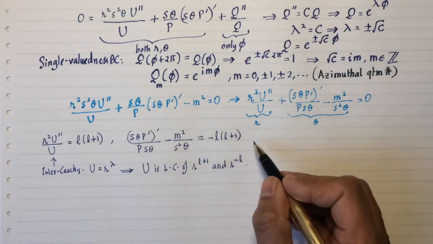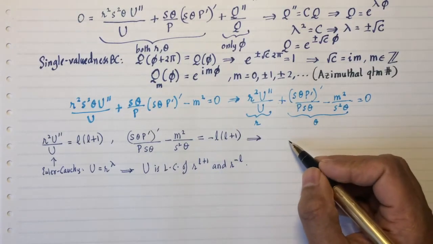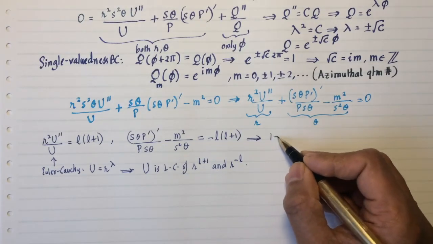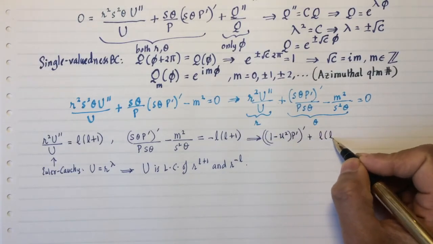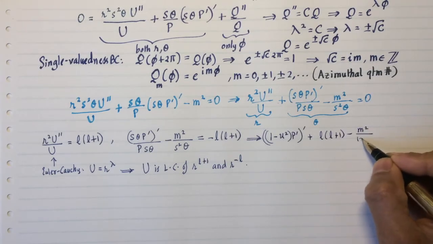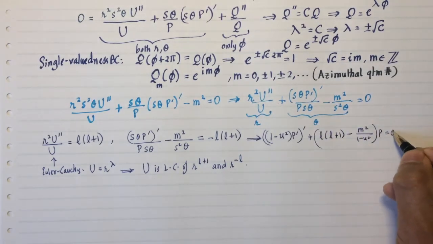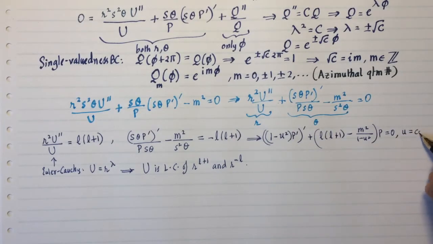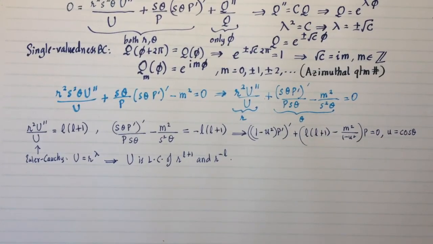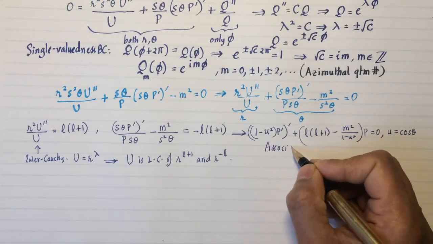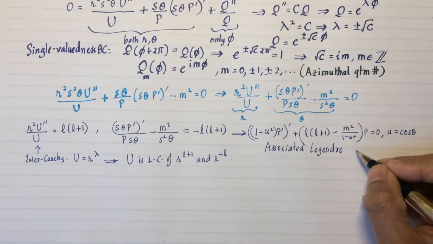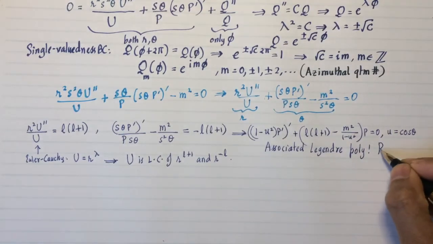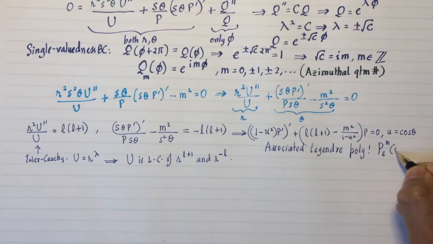So this equation can be rewritten, and you end up getting an equation of this type: 1 minus u squared p prime prime plus L times L plus 1 minus m squared over 1 minus u squared p equals 0, where u equals cosine theta. So these are precisely the associated Legendre polynomials that we have talked about earlier. So these are the PLMs as a function of cosine theta.